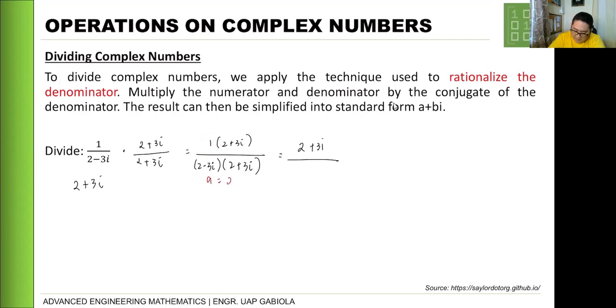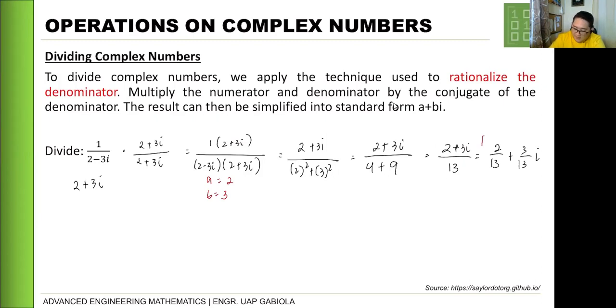So, a natin dito is 2, ang b natin is 3. So, we have 2 squared plus 3 squared. Okay? Simplify natin, 2 plus 3i. This will be 4 plus 9. Okay? So, 2 plus 3i over 13. Okay? And to simplify that, we just need to separate yung terms natin. We have 2 over 13 plus 3 over 13i. Okay? So, this can be our final answer na.